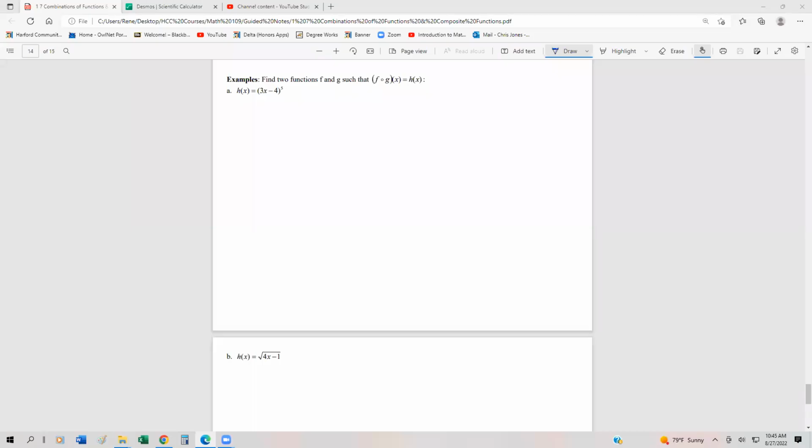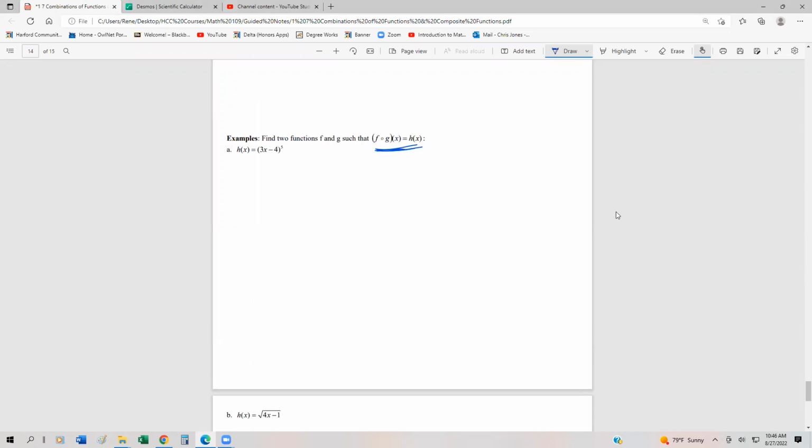In the final video in this section, we're going to go through and try to go backwards from function composition, and we're going to find two functions such that f composed of g is equal to h. And the easiest way to do this is to look at the inner function and decide which one's going to be the composed function, or the function that's going to be inside, and that's going to be g.